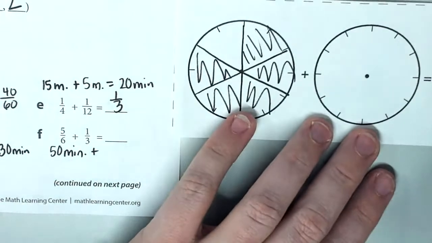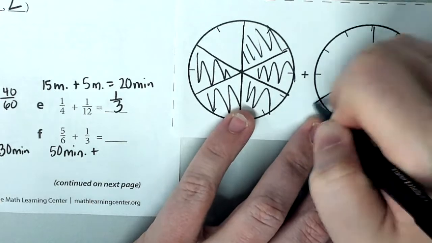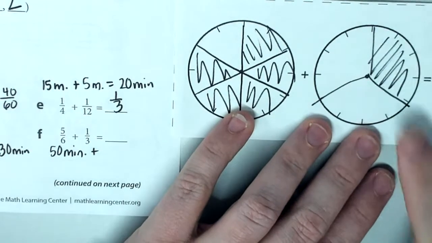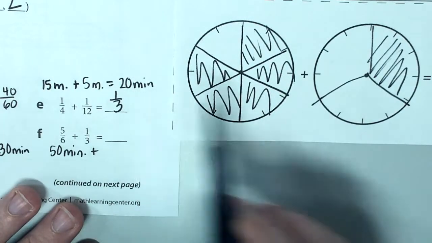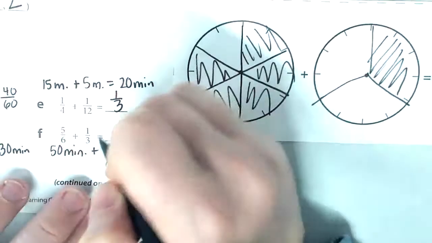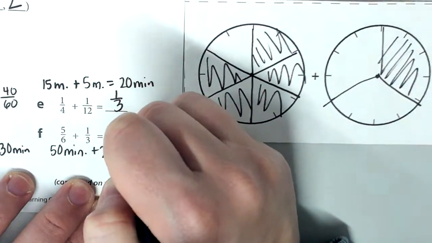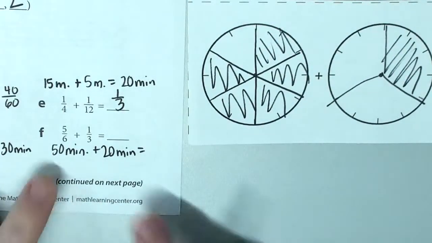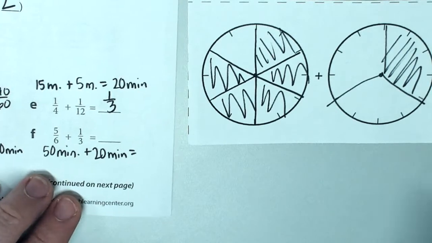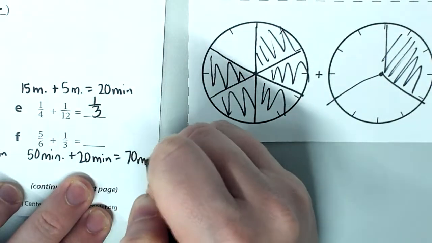It's 50 minutes plus 1/3. How many minutes was that? Should look familiar. Yeah, it's 20 minutes. Ooh, this one's going to be tricky. 50 minutes plus 20 minutes is 70 minutes.